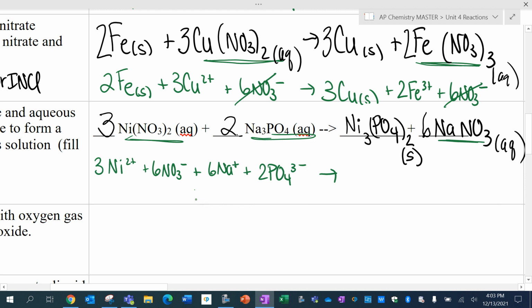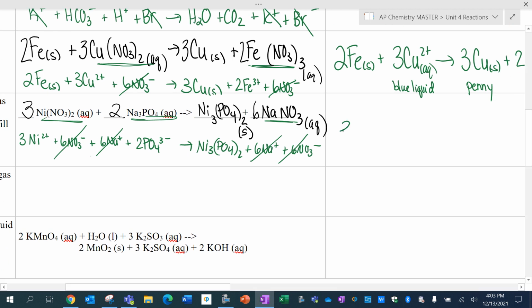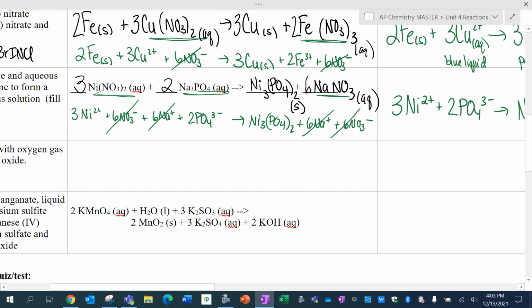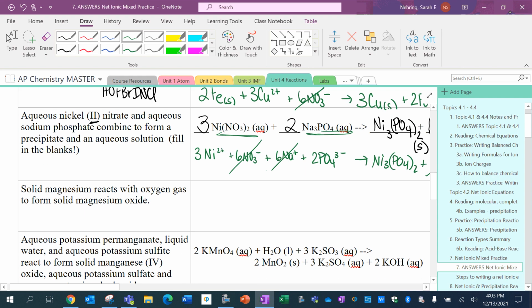And then over here, this one does not ionize because it's a solid, but then your 6 sodium nitrates will ionize. So we check for spectators. Boom, we've got 2 spectators. So here's your net ionic equation: we got 3 nickel, 2 phosphates, and then I've got making a nickel phosphate. There we go. Okay, so how about this one?